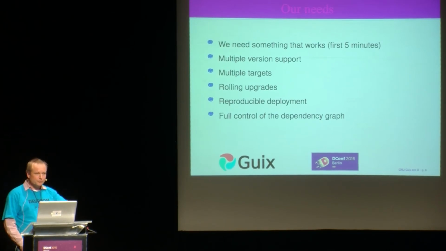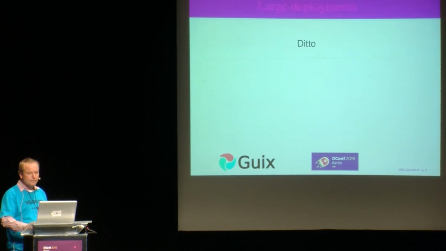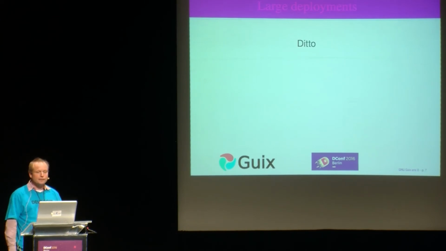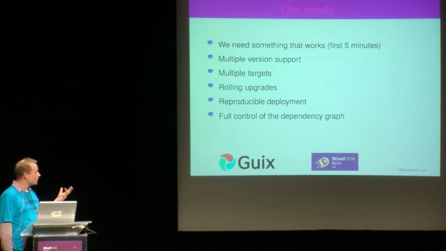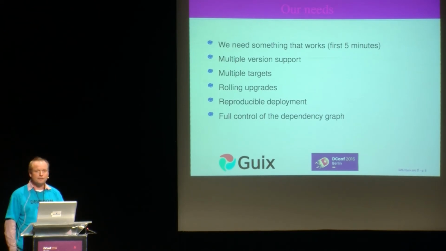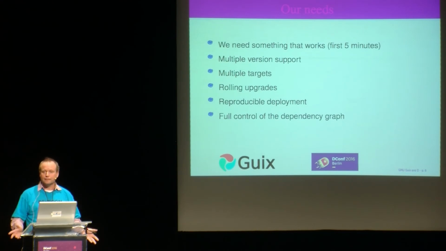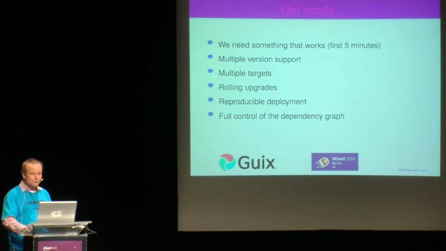Now, these are the needs as a programmer. But if you look at large deployments, they have exactly the same needs. You can just fill it in. We need something that works. Multiple version support, targets, rolling upgrades, reproducible deployment, and full control of the dependency graph. And the thing is, we have it today. Not all of us are using it, right? But we have it today. It's a solved problem.